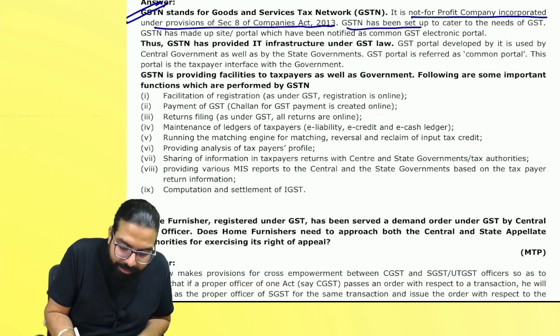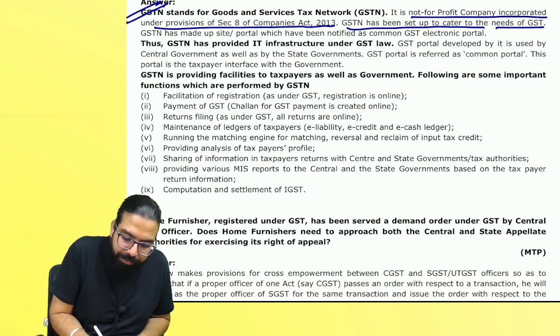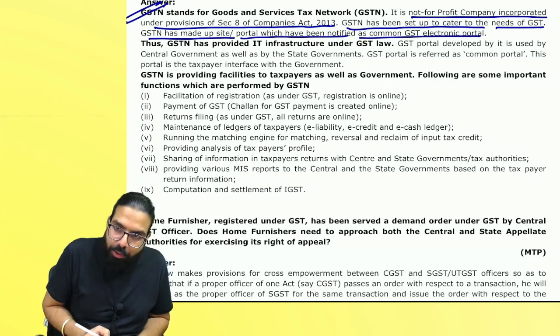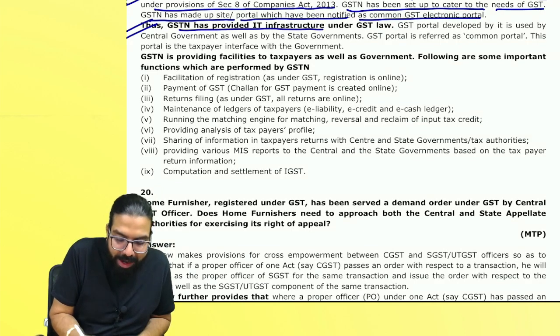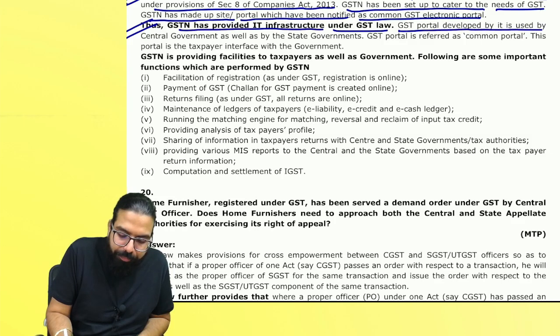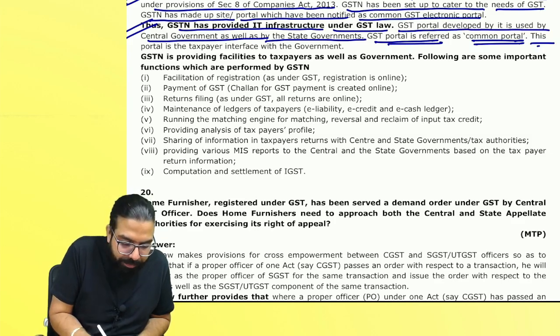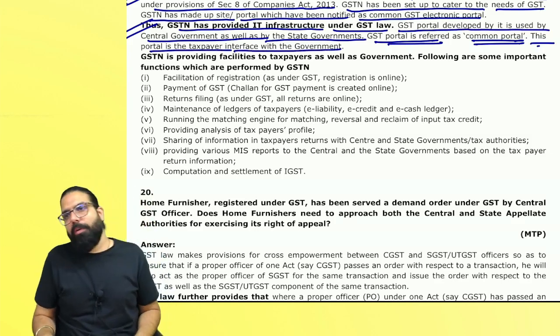See, it says GSTN has been set up to cater to the needs of GST. It has made a site or portal which has been notified as the Common Goods and Service Tax Electronic Portal. Thus, GST provides the IT infrastructure under the GST law. The GST portal developed by it is used by the center as well as the state. The GST portal is referred to as the common portal. This portal is the taxpayer's interface with the government.